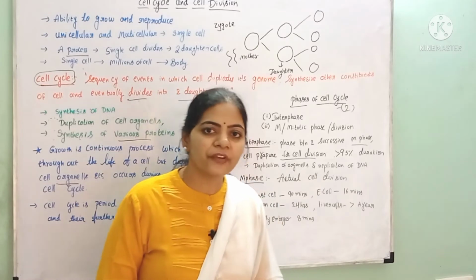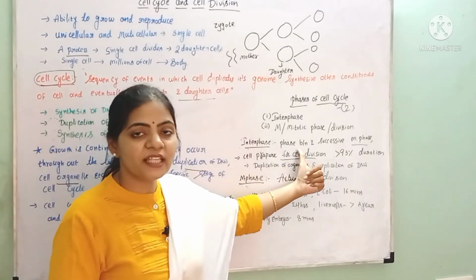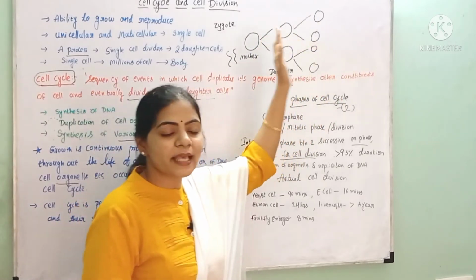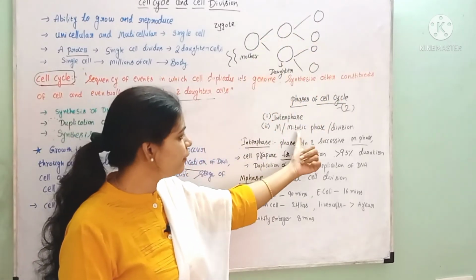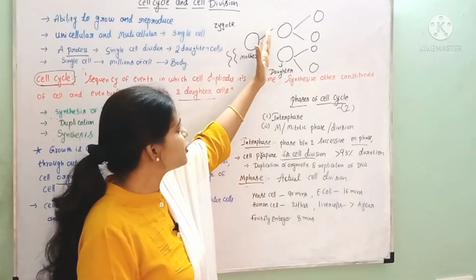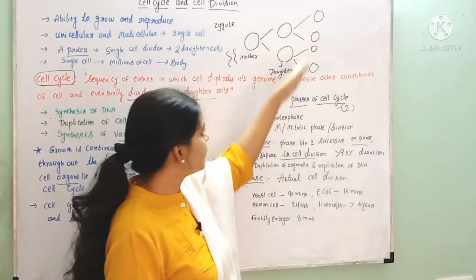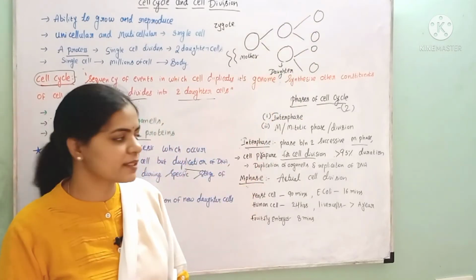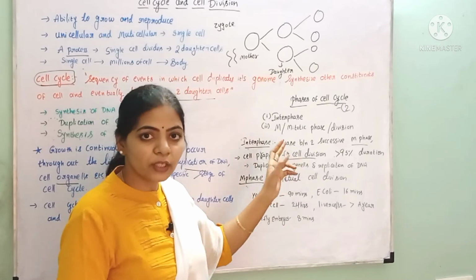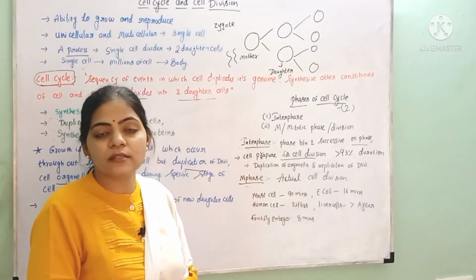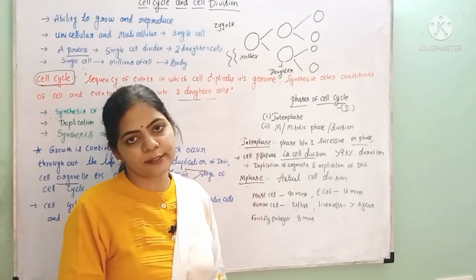What is meant by interphase? Here, the phase between two successive M phases. M phase is what we are calling the division phase also. From one division to another division, there is a phase present, right? That phase is called interphase. That means the phase between two successive division phases or two successive M phases is called interphase.